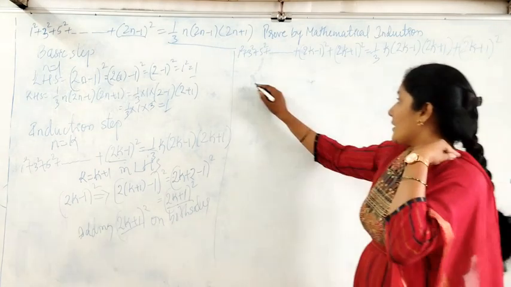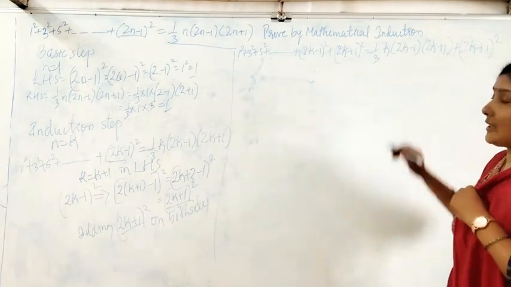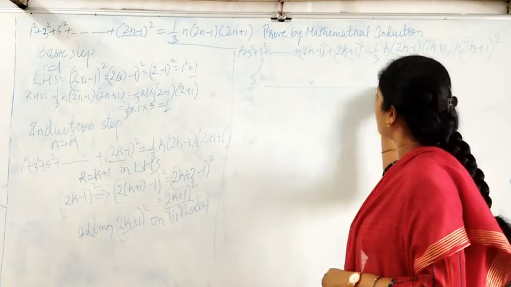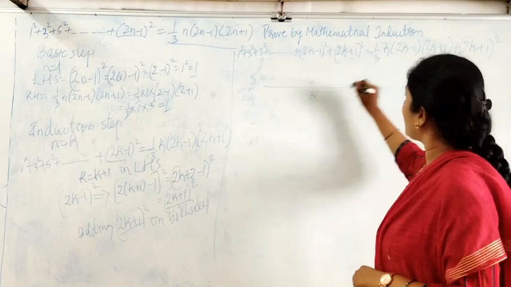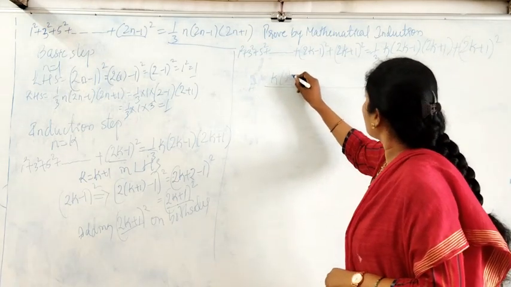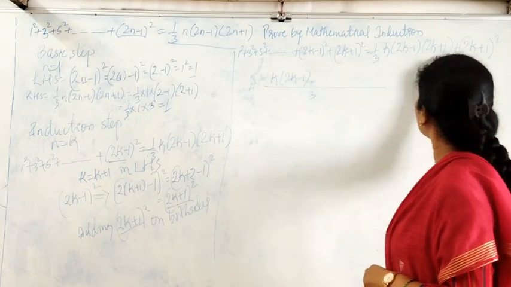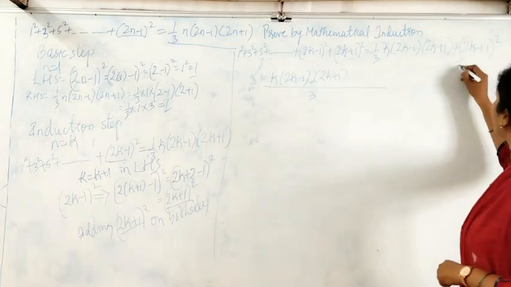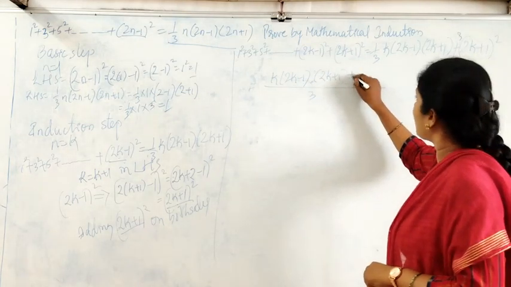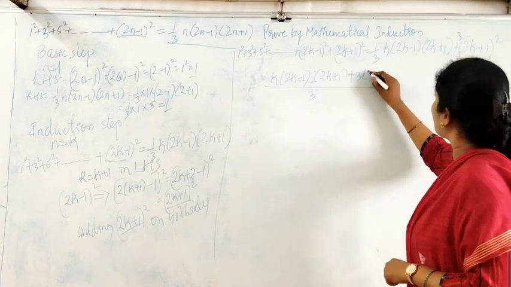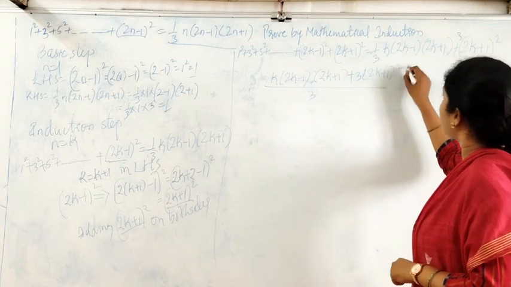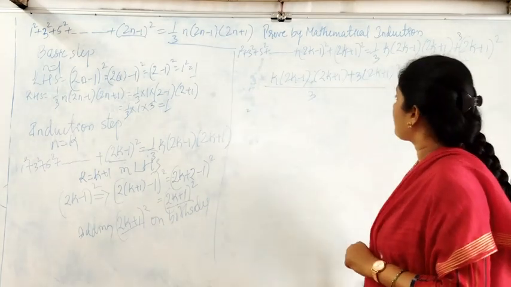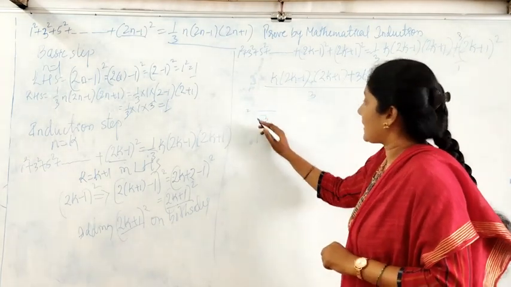Now, see here, let me take the LCM. So, what will it be? 3. 3 is the LCM. Now, here, k into (2k minus 1) into (2k plus 1), and here the 3s are there. So, this becomes 3 into (2k plus 1) whole square. Now, here I will take this 3 outside.